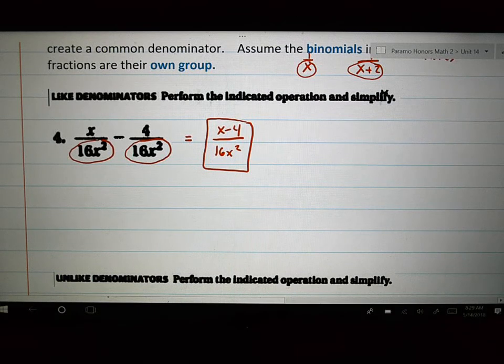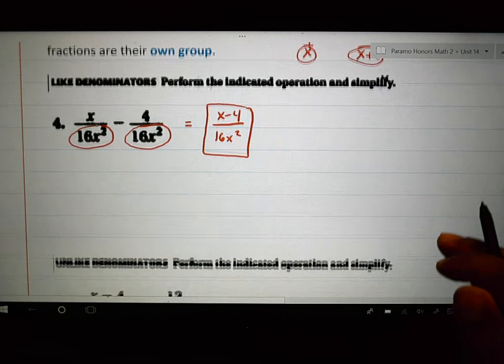It's over a common denominator, and that's as low as it's going to go. You could split it if you wanted to, but it's really not going to be any more simplified than what it already is. Okay? So there we go. We're going to leave that as our answer for number 4.